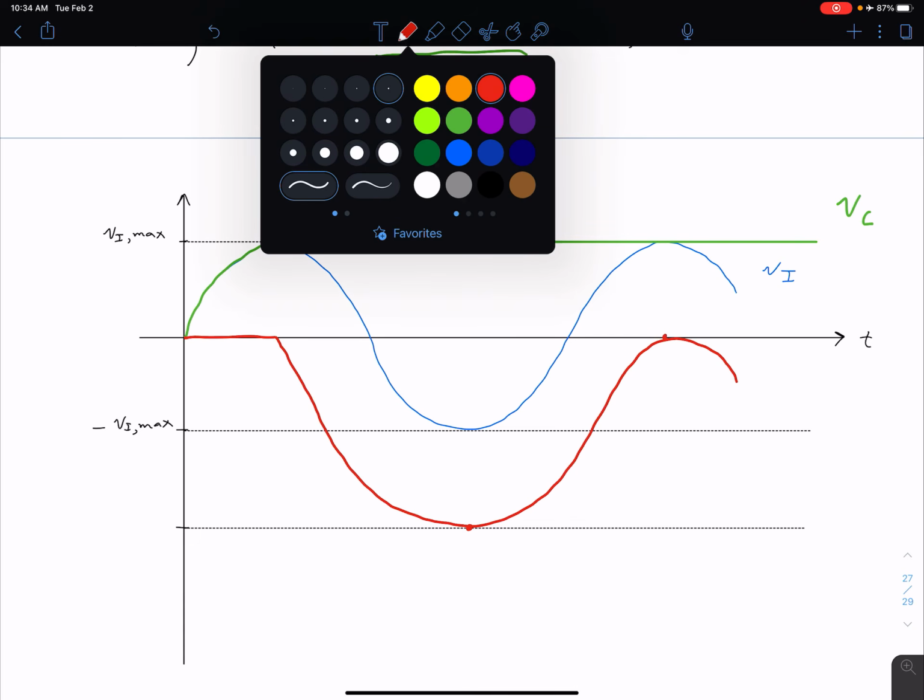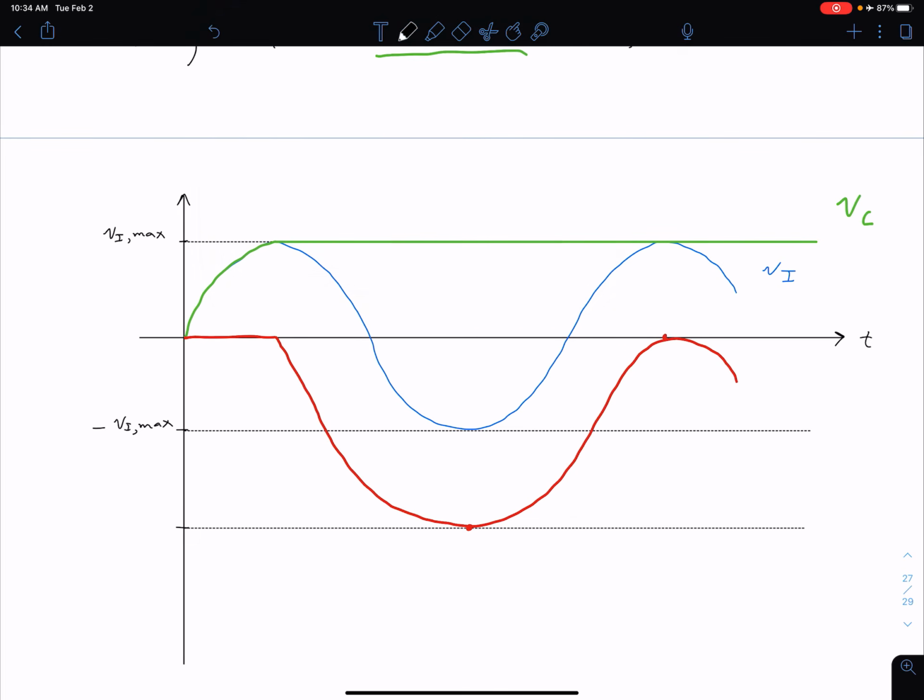So now the minimum value down here would be negative 2 times that maximum value. So it's oscillating between 0 and negative 2 Vi max, with a mean value of negative Vi max, which is how much it's been clamped downwards.